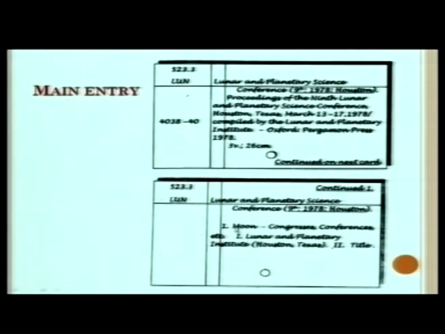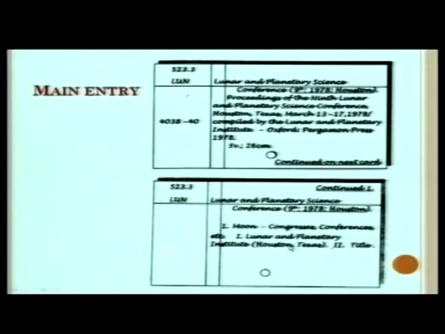Here, based on the conference theme, we have to extract some subject headings from the Sears List of Subject Headings. Now, here we have got one subject heading like Moon, Congresses, Conferences, etc. And the Roman numeral 1 is Lunar and Planetary Institute, which is for the institute. Then the title also will have one added entry. Here in total there are 3, and for all those 3 we have to prepare the added entries.